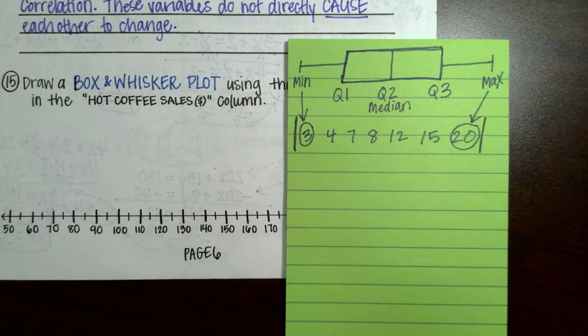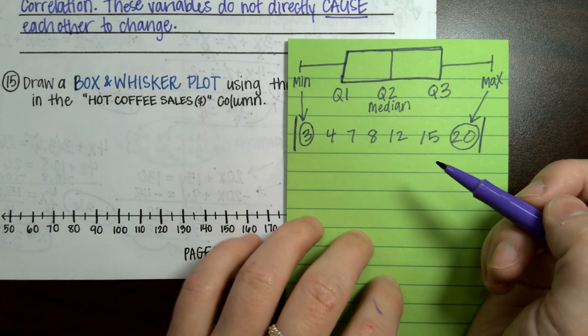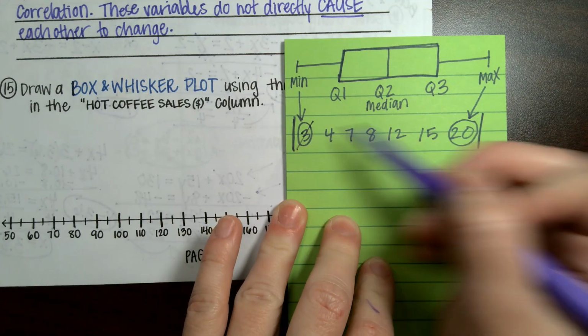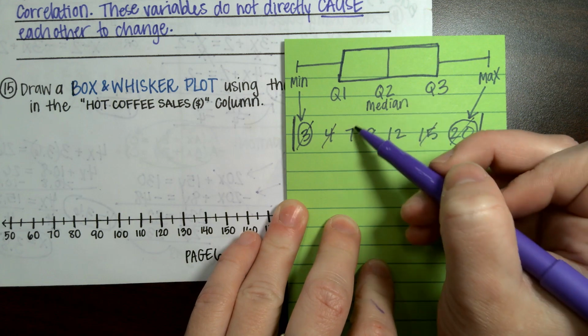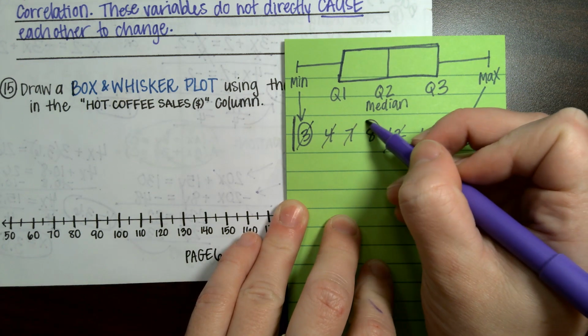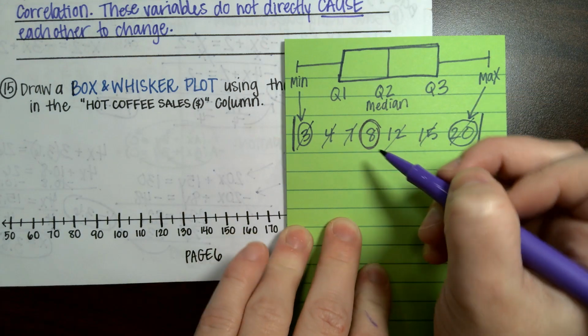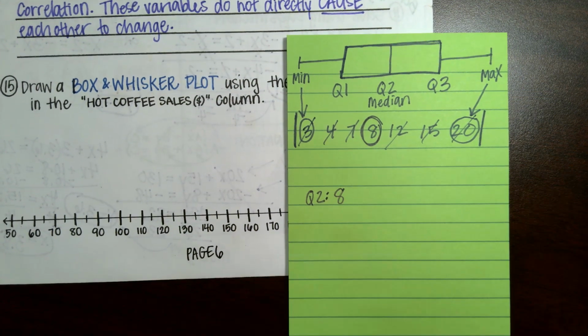I'll wait for everybody to get caught up. So if you don't remember how to do median, look up here real quick. This is all we're going to do. I'm going to cross off numbers in pairs at a time. 3 and 20, 4 and 15, 7 and 12, and 8's in the middle. So Q2 is 8.